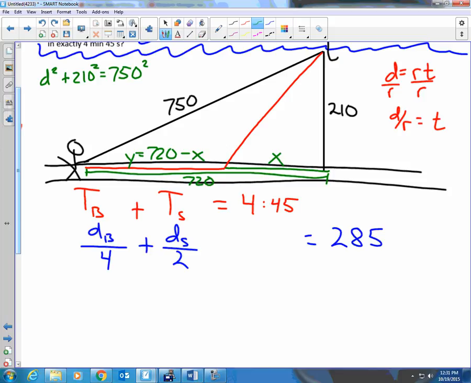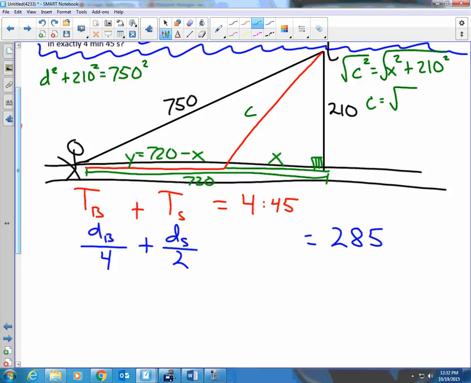I need to solve for that in terms of x. What will I use to solve for that in terms of x? What shape does it make? What do we use for triangles? Pythagorean theorem. So if we call that length c, c squared is equal to x squared plus 210 squared. What variable am I trying to solve for? C. How do I solve for c? Square root both sides. So c is equal to the square root of x squared plus 210 squared.